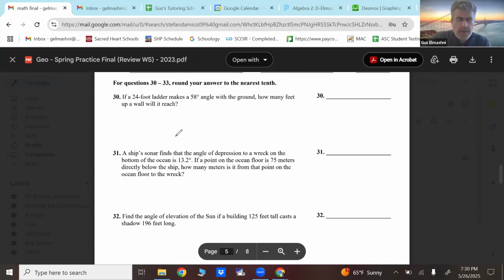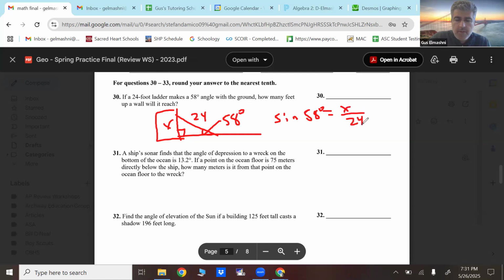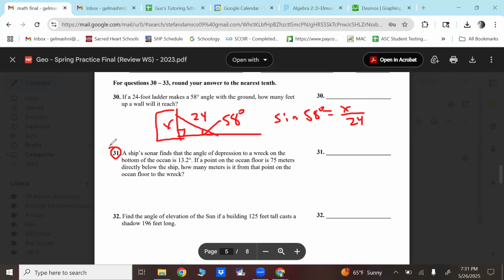So that's Pythagorean theorem. Sorry, that's trig. That's 24, and you call it X. You could say tangent of 58 degrees and work that out. Our teacher said we're not going to have that many word problems. I think we're going to have like one.